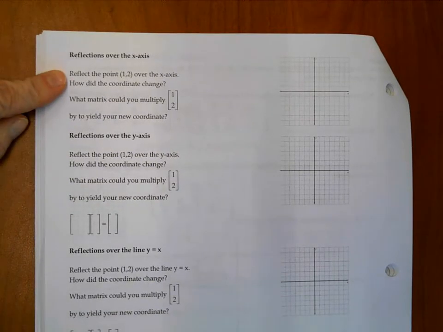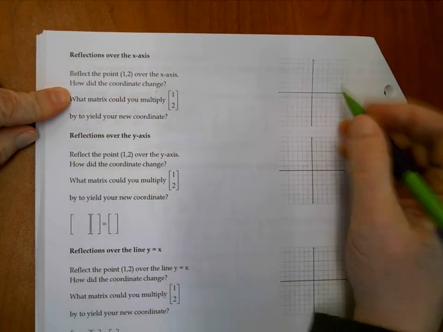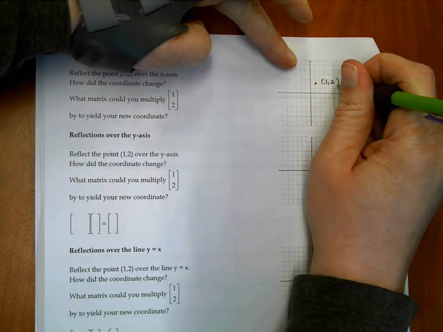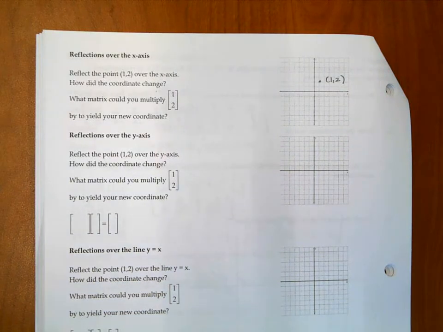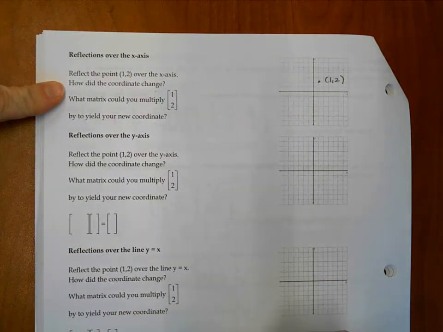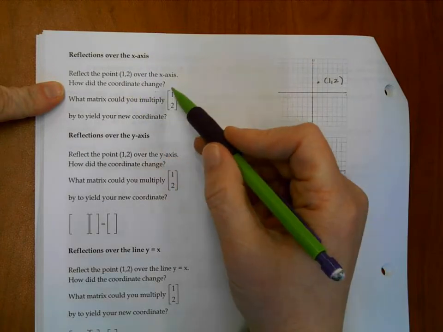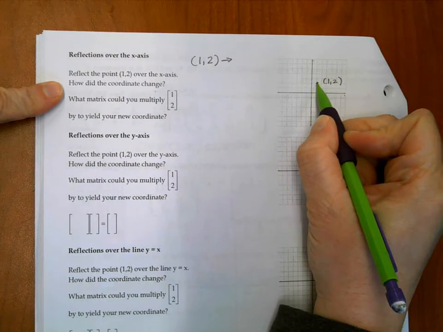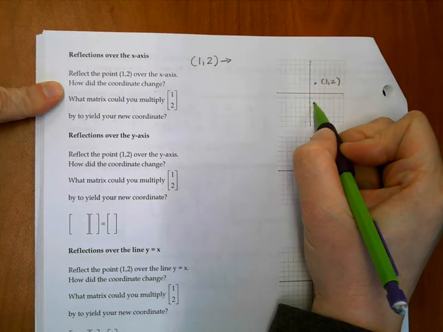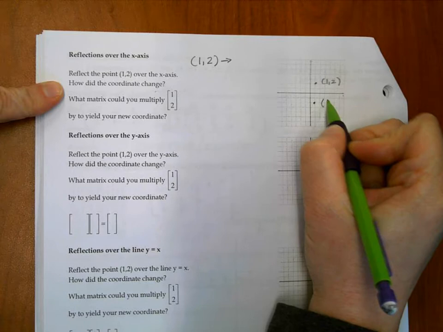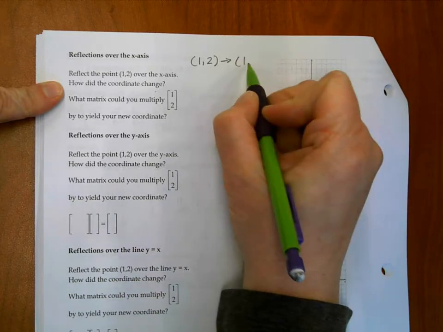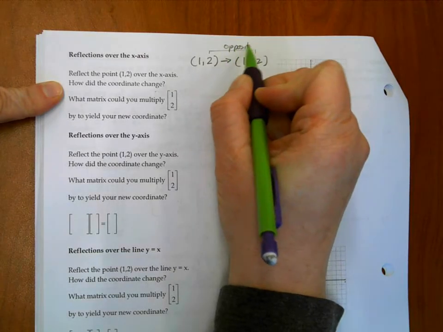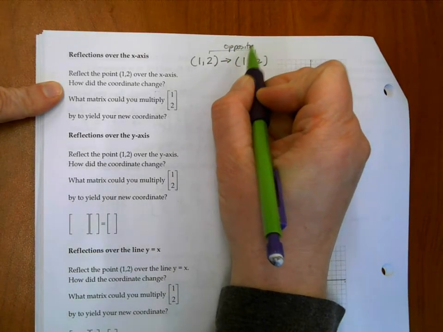So it's asking you to reflect the point 1, 2 over the x-axis. So first let me plot the point 1, 2. Everybody plot the point 1, 2. And then it says reflect over the x-axis, and then how did the coordinate change? If I reflect over the x-axis, that means the same distance from the x-axis on the other side, so I'm going to end up at 1, -2. So what happened is that the y values are now opposites of each other.